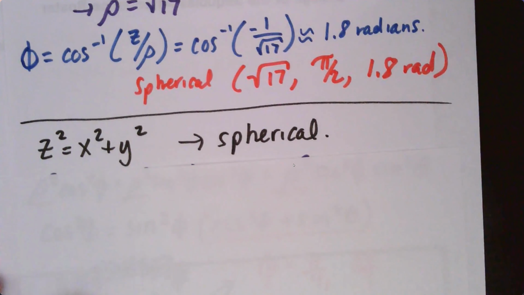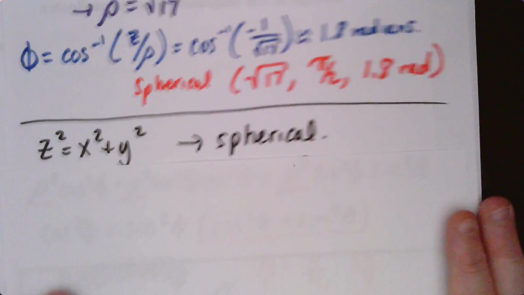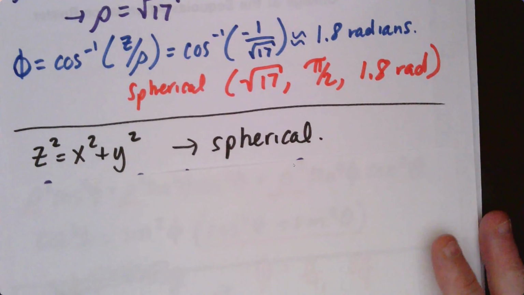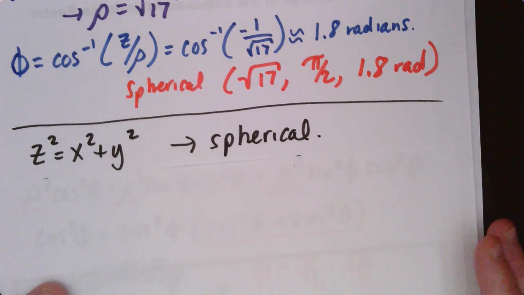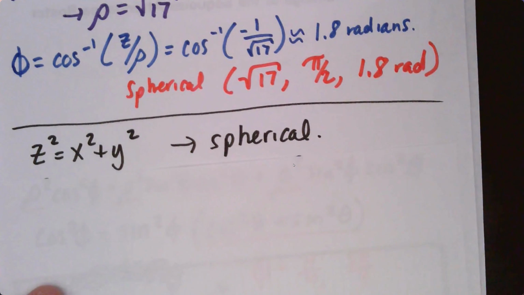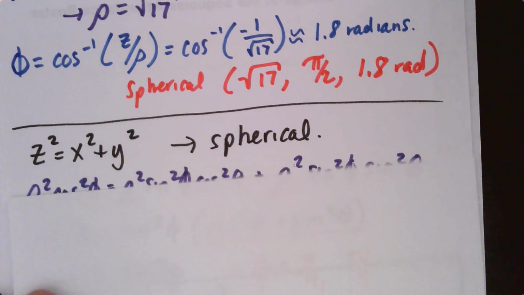Let's look at another example. Let's convert an equation, not a point, an equation into spherical coordinates. Z squared equals x squared plus y squared. If you remember, this was our cylindrical cones, or circular cones, sorry. Let's look at what happens when we plug it in though.